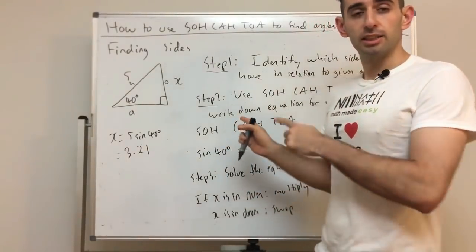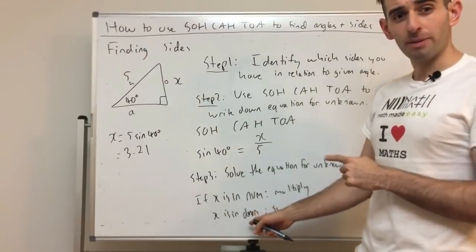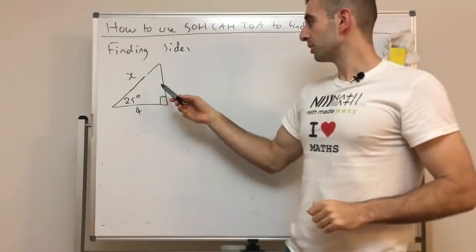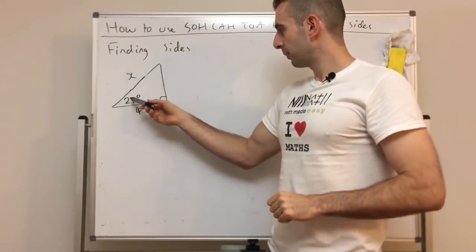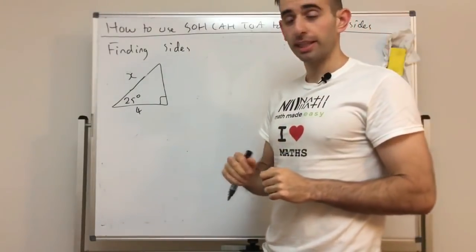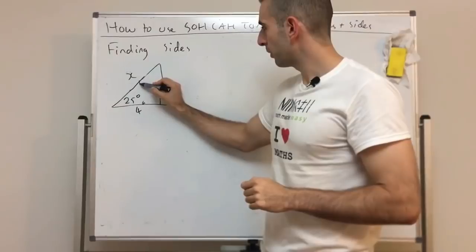Okay. So let's look at another example where x is in the denominator and what I mean by swap. So x is here, 25 degrees there, 4. So step 1, let's identify what sides we're given. So 25 here, this is the adjacent, that's the opposite, and that's the hypotenuse.